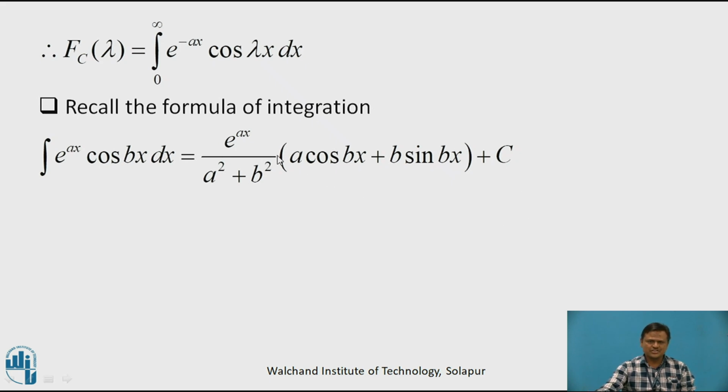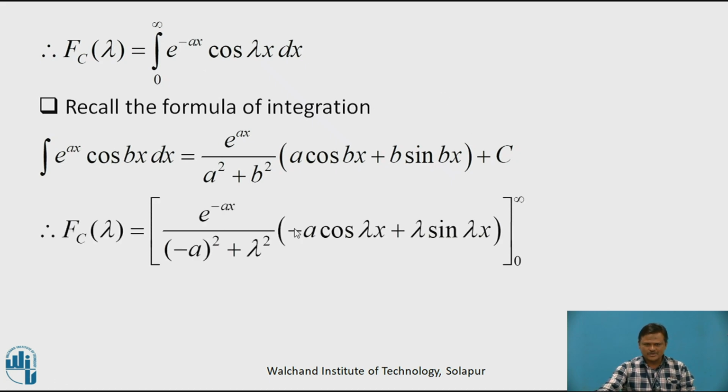Applying this formula to our integral, the integral from 0 to infinity of e to the power minus ax cos lambda x dx, if you compare it with the formula, you can see the place of a is taken by negative a and the place of b is taken by lambda. Applying the formula, we get Fc of lambda is equal to e to the power minus ax upon minus a whole square plus lambda square into minus a cos lambda x plus lambda sin lambda x, and the limits of integration are 0 to infinity.